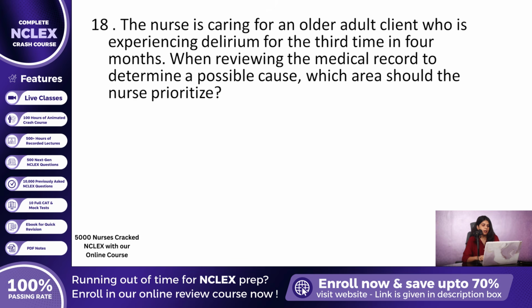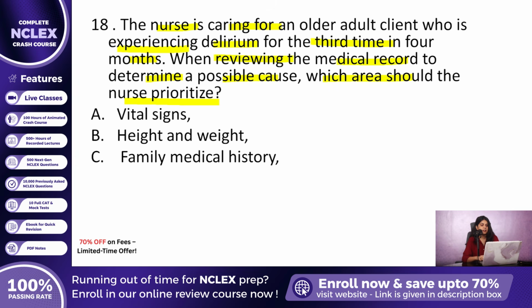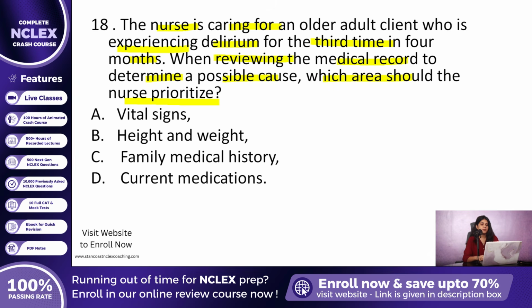Question 18. Up next is a question related to cognitive changes in older adults. The nurse is caring for an older adult client who is experiencing delirium for the 3rd time in 4 months. When reviewing the medical record to determine a possible cause, which area should the nurse prioritize? The options are A. Vital signs, B. Height and weight, C. Family medical history, or D. Current medications. The correct answer is option D.